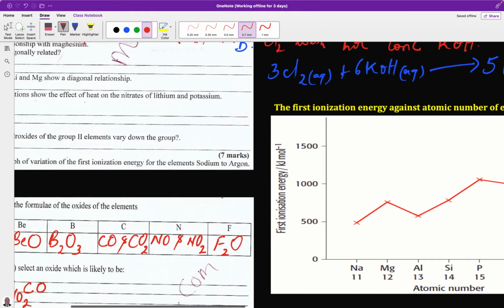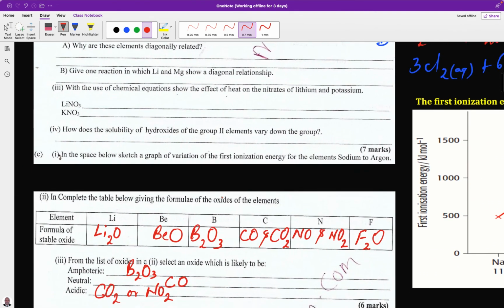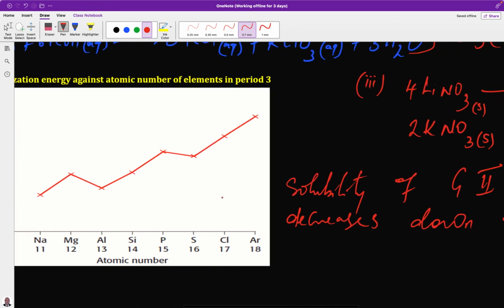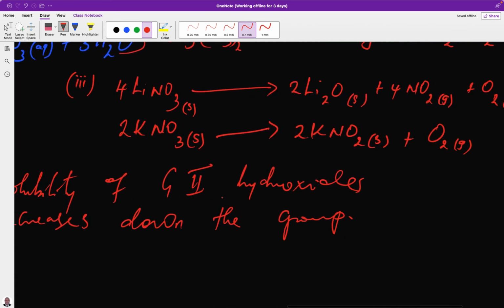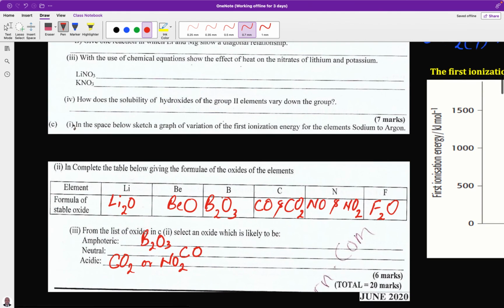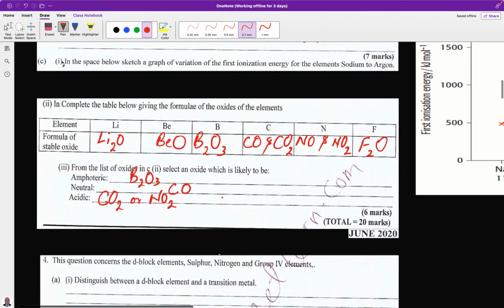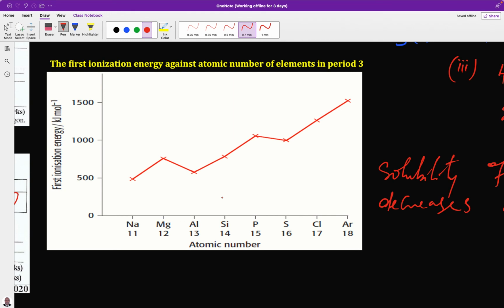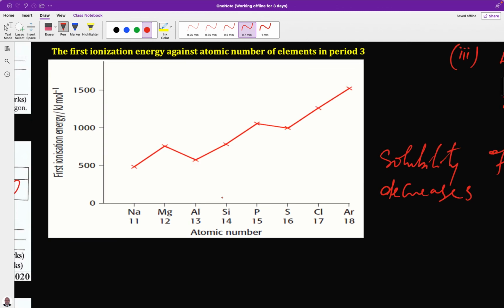Then, how does the solubility of group 2 hydroxides vary down the group? I said the solubility of group 2 hydroxides will decrease down the group. Then, sketch the first ionization energy of elements of period 3, sodium to argon. This is the sketch of it.